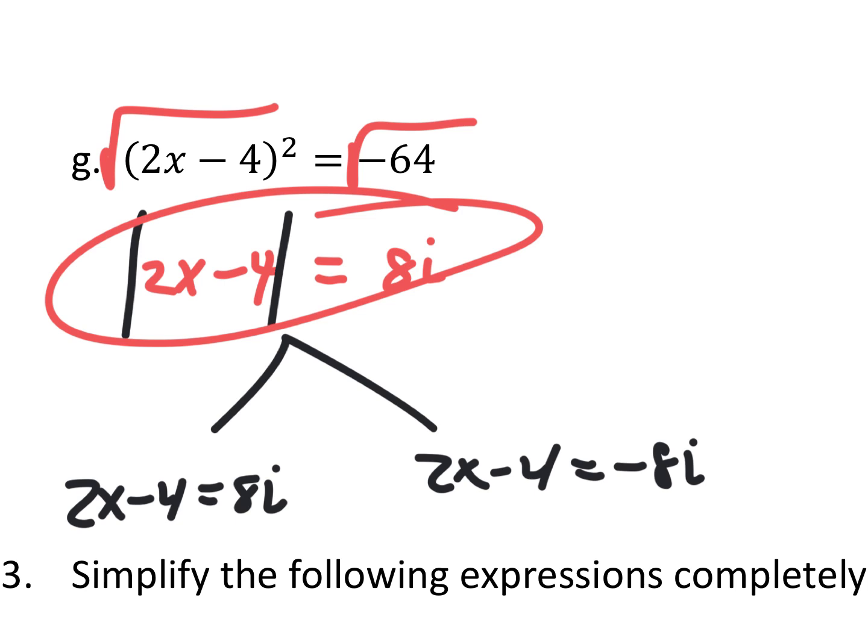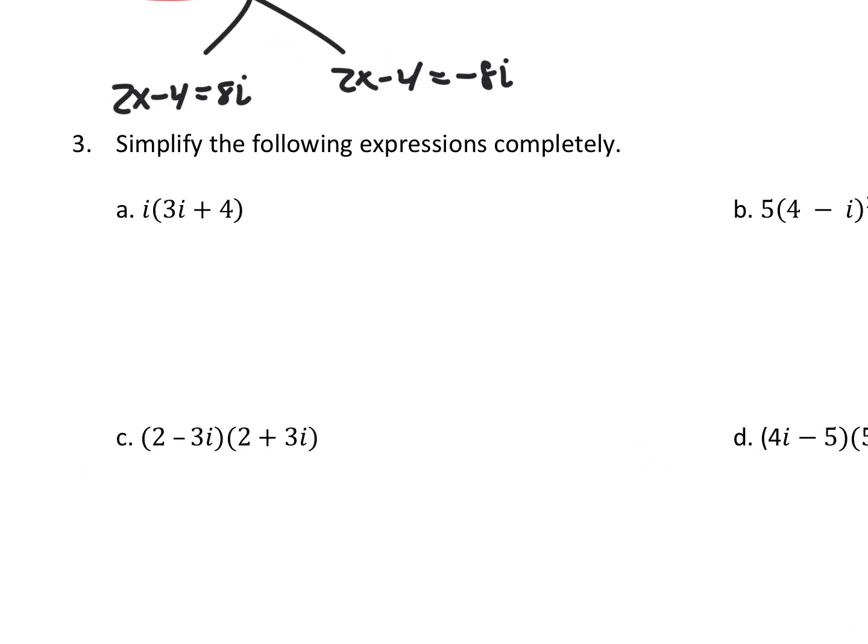All right. This one was the one where if you ever have an i squared, you replace it with -1. So like this would be 3i squared plus 4i. And you go, oh wait, that's -1. So then it's -3 plus 4i.